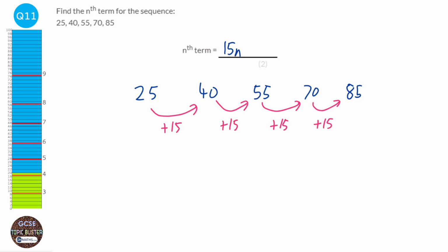So to work out what the offset is, we go and find our 0th term. So instead of adding 15, when we go backwards, we're going to take away 15. And so that would be 10. And so our answer is going to be 15n, and we're going to add that 10 on.